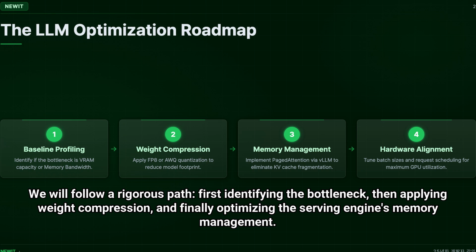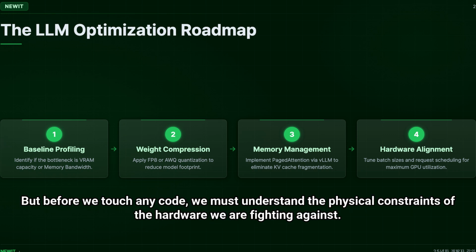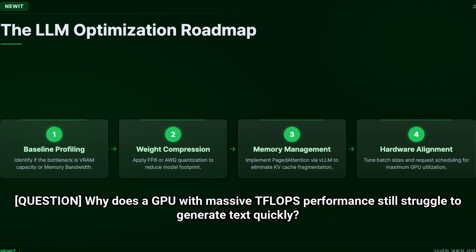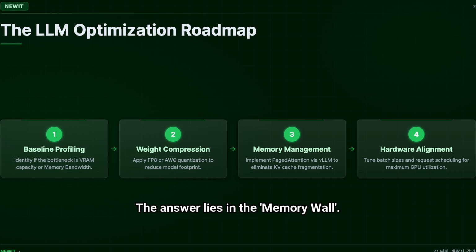We will follow a rigorous path, first identifying the bottleneck, then applying weight compression, and finally optimizing the serving engine's memory management. But before we touch any code, we must understand the physical constraints of the hardware we are fighting against. Question: why does a GPU with massive teraflops performance still struggle to generate text quickly? The answer lies in the memory wall.